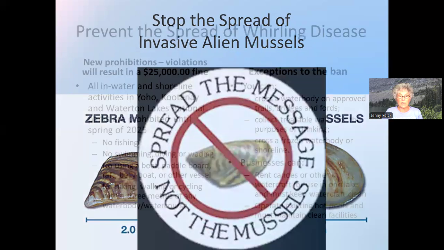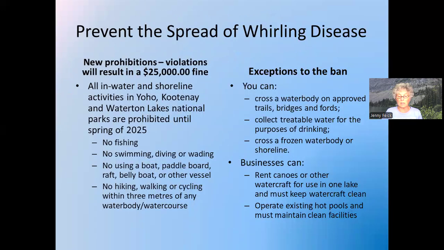In the fall of 2023, Parks Canada introduced a series of measures to try to slow or prevent the spread of whirling disease in the mountain national parks. These include prohibiting fishing, swimming, diving, or wading, or using a watercraft of any kind in any of the mountain national park waters. In the summer, people cannot hike, walk, or cycle within 3 meters of any watercourse or water body unless they are on an approved trail, bridge, or ford. One can collect treatable water for drinking and hygiene purposes.